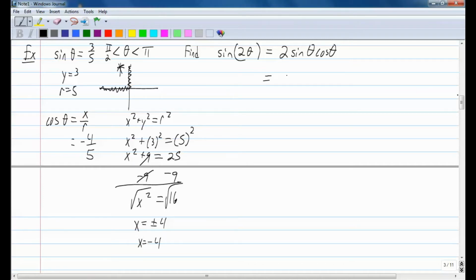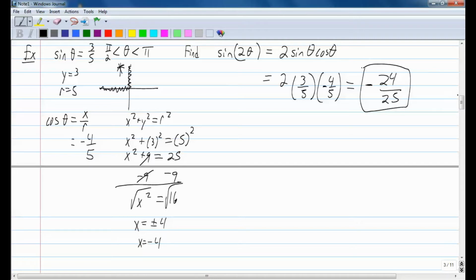So now we can find the sine of 2 theta. The sine of 2 theta is equal to 2 times sine of theta, which was 3/5, times cosine of theta, which was negative 4/5. 2 times 3 is 6 times 4, or you can think of it like negative 4. That's going to be negative 24 over 5 times 5, which is 25.